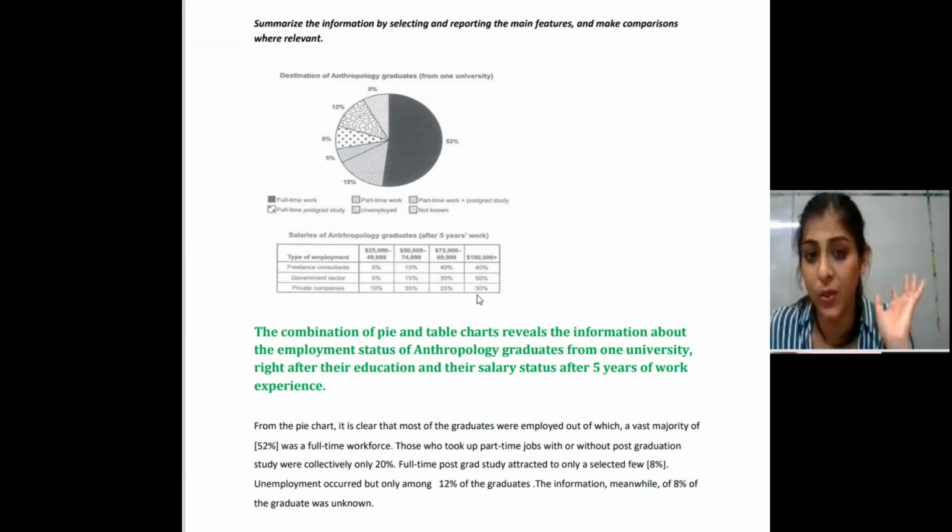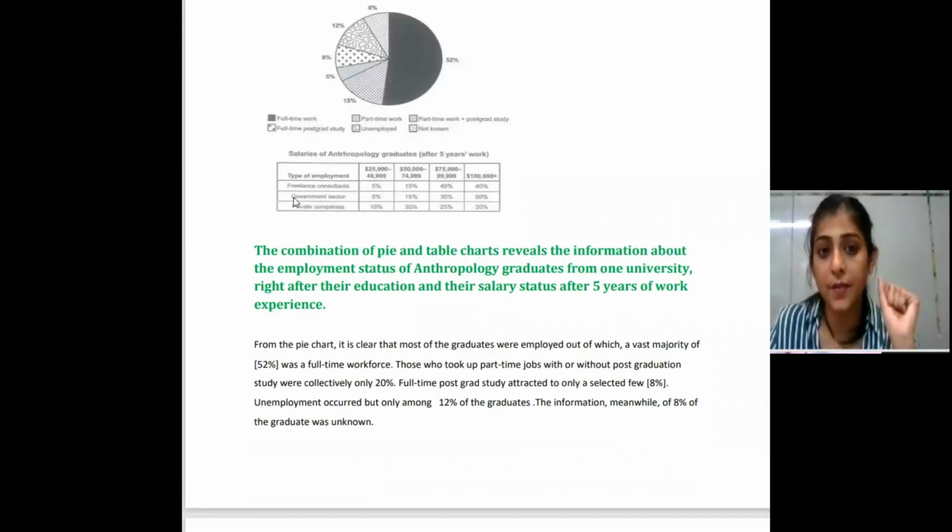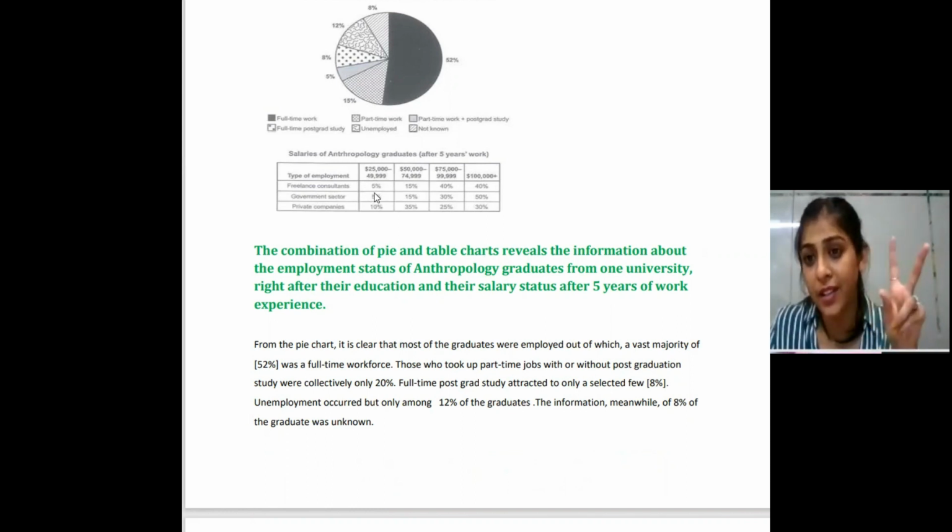In order to keep it simple, fine, because they are making more than $75,000. Got it? Now here, there are three categories or three different sectors of work. For example, freelance consultants, then government sector, then private sector. So what we can see here, in order to understand it, as we had divided it into two categories, high income earners and low income earners.